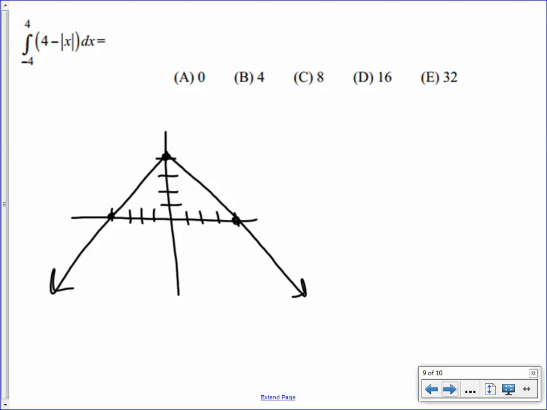Okay, we have a triangle with a base of 8, a height of 4. 1/2 base times height is 16. Okay, drawing pictures is absolutely essential.